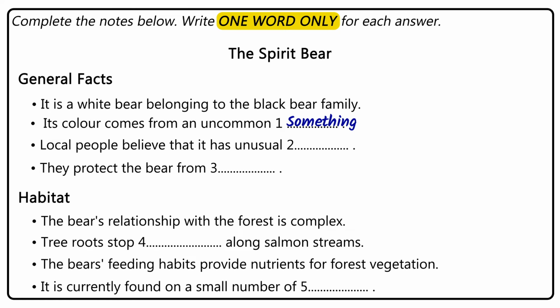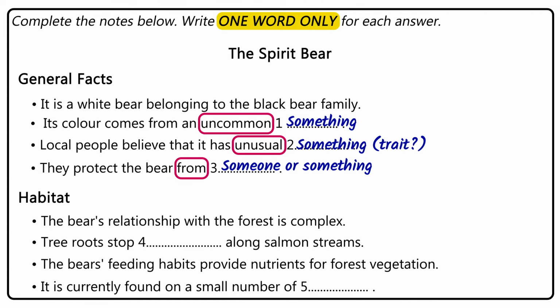And the word before the question is very important. So uncommon, something uncommon. And beware that the word uncommon is not used. Actually, the synonym word for uncommon is used. And then question number 2 is about local people believe that it has unusual, then again, it should be something here, or maybe a trait or feature, a quality of something, okay? And question number 3, they protect the bear from what? Maybe someone or something. So question number 3 is protecting the bear from something, or maybe from someone.